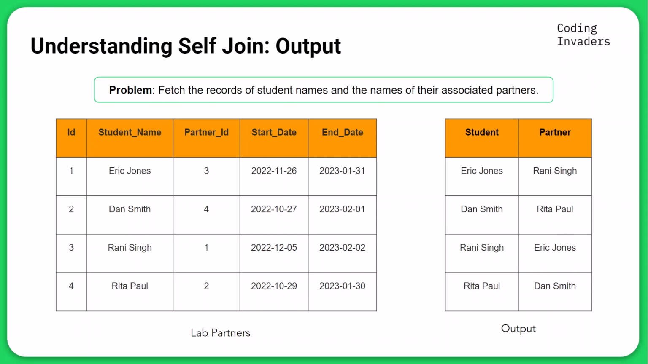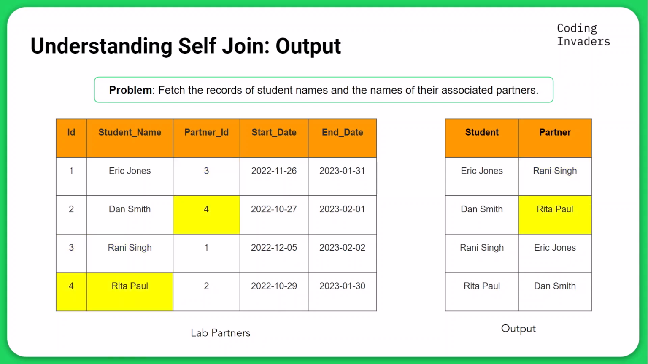So, here's the output. Hope you could correctly figure it out. How did we get it? Once again, it's quite straightforward. Our first student name is Eric Jones. Eric Jones' partner ID is 3. So, let's match this with the ID column that is present in the same table. Which student has the ID as 3? That is Rani Singh, which means that Rani Singh is the partner of Eric Jones.